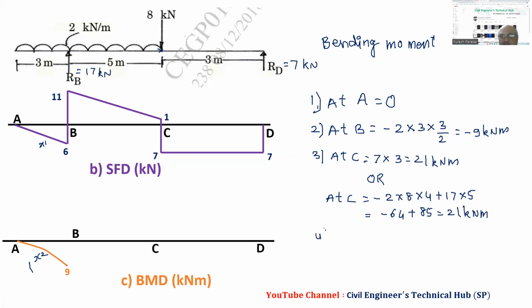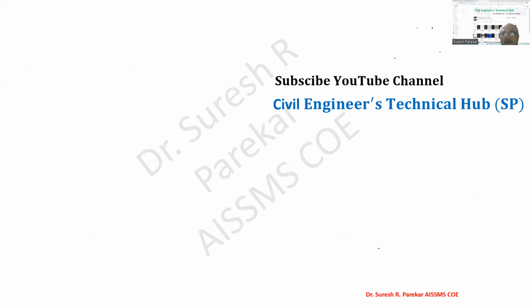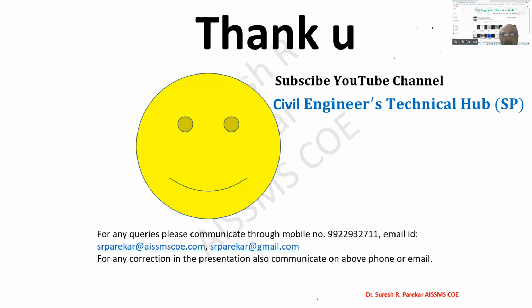And then fourth, at D we have this value equal to 0. So we have to actually plot 21 and then 0. Then you can see here we have x to the power 1 in SFD, so in BMD it is x to the power 2, and where SFD is x to the power 0, it is x to the power 1. So likewise, we have to solve the problems. Now we will stop here only. The remaining part we will see in the next video. Thank you.